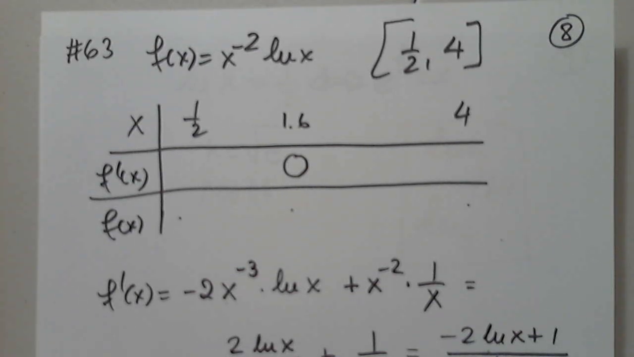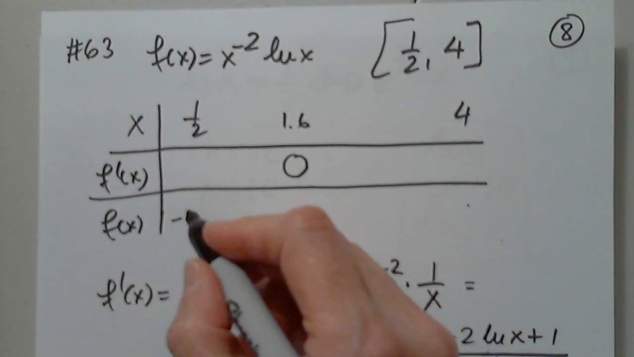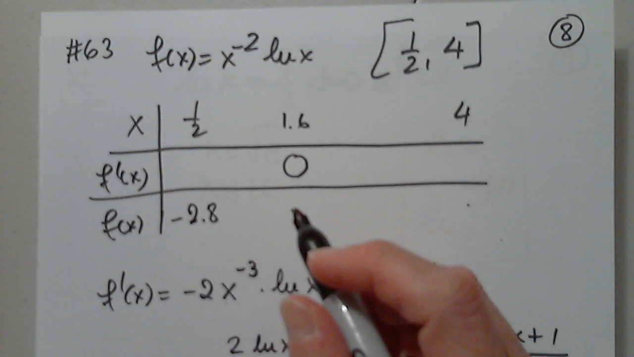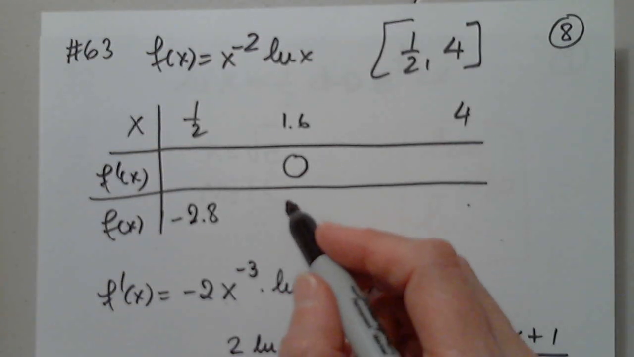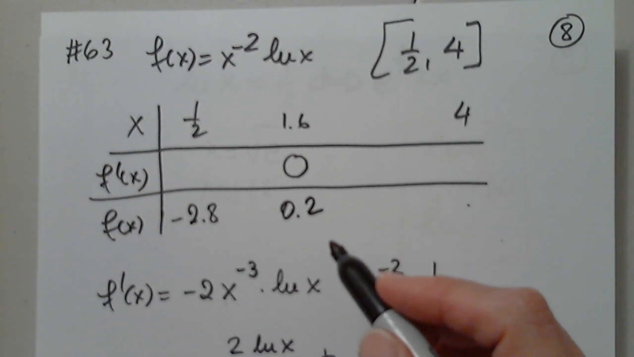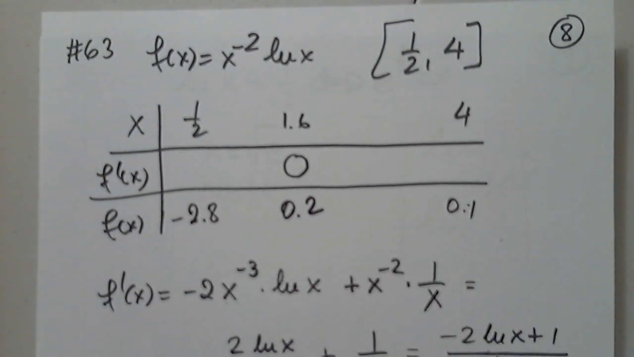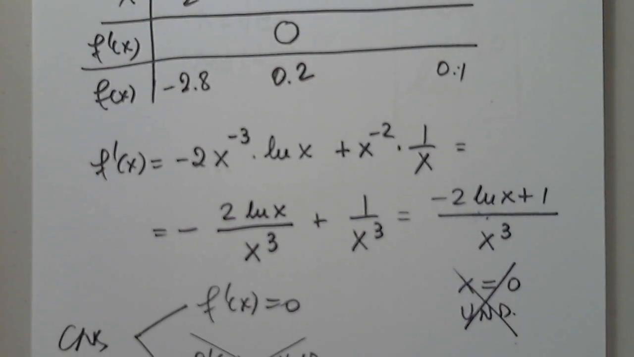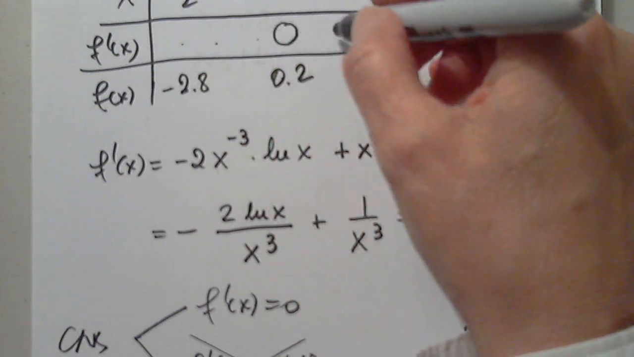0.5, 1.6, and 4. That's it. So we have -2.8, 0.2, and 0.1. Okay, fine. Perfect. So now I have to study the sign of the derivative.